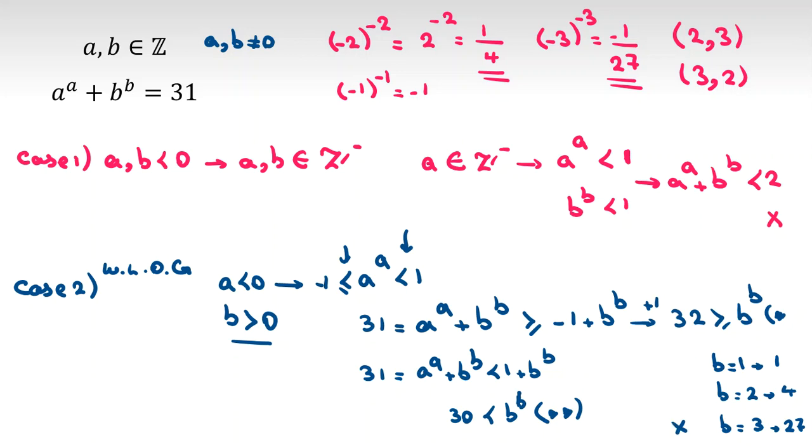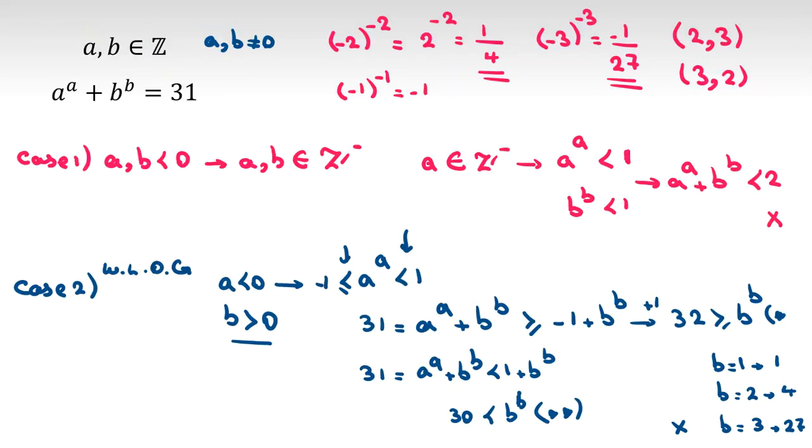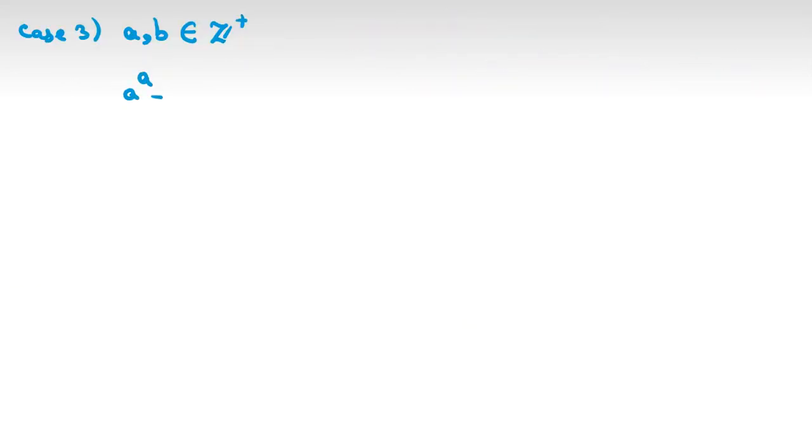So it's good. We got rid of both of them negative, and one of them negative. Now we can focus on the case that both A and B are positive. Okay, so let's write case number 3. Both A and B are positive integers. So let's write A to the A plus B to the B equal to 31. Because they are integers, they can be 1 to the 1, 2 to the 2, 3 to the 3, 4 to the 4. After 4 to the 4, they are large numbers.